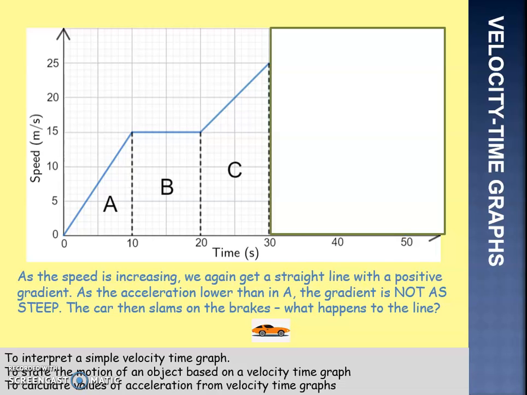The car then slams on the brakes, so over the next 20 seconds from 30 to 50, it slams on the brakes and comes to a stop. What happens to the line?